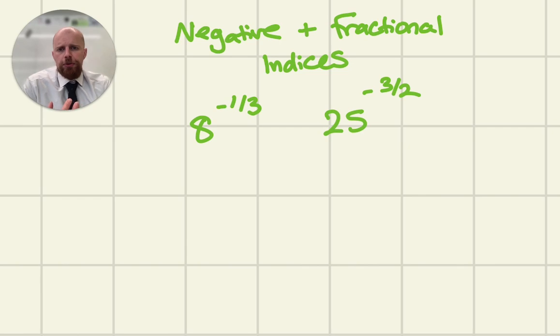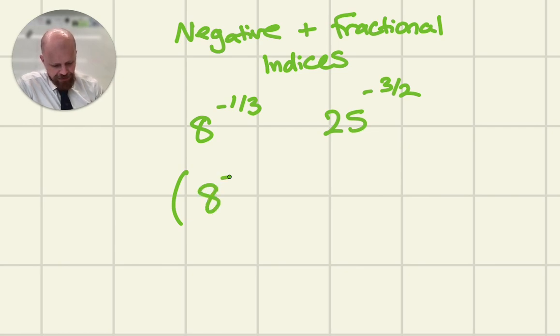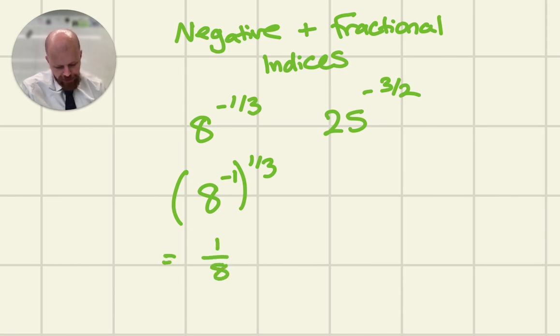We've got two examples on the board here. We have 8 to the minus 1/3 and 25 to the minus 3/2. Now, what we're going to do is start by splitting the negative away from the fraction. 8 to the minus 1 to the power 1/3. Don't forget, when we're in brackets, we multiply the powers together. And minus 1 times 1/3 is minus 1/3, which is why we can do this. 8 to the minus 1, when you raise it to a negative power, you take the reciprocal. It flips over. So that becomes 1/8 to the power 1/3.